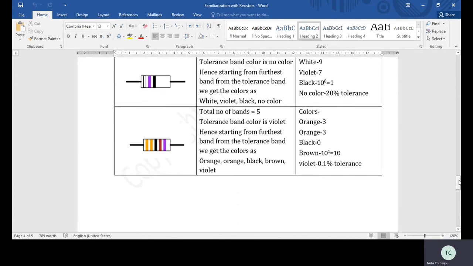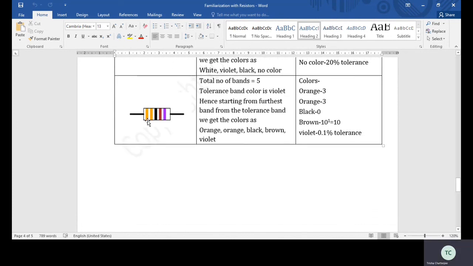Okay. So the last resistor has 5 bands. So here you can see 5 bands are there. For some technical or tutorial problem, the last band is not shown at a distance from the other bands, but this is the last band. Okay? The first two bands are orange. Third band is black, then brown, then violet.